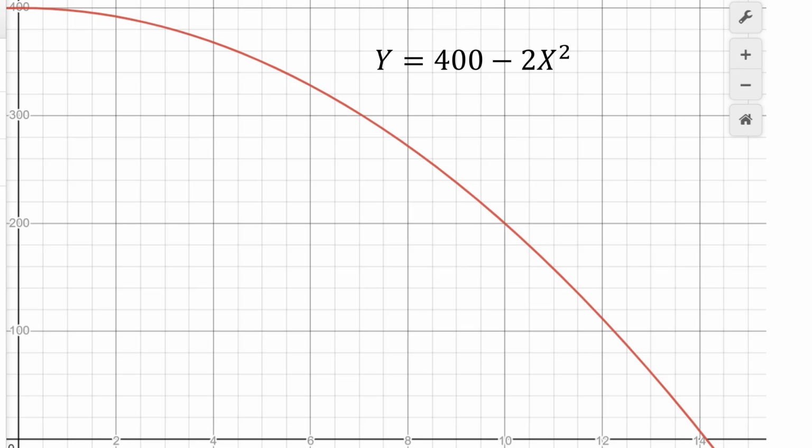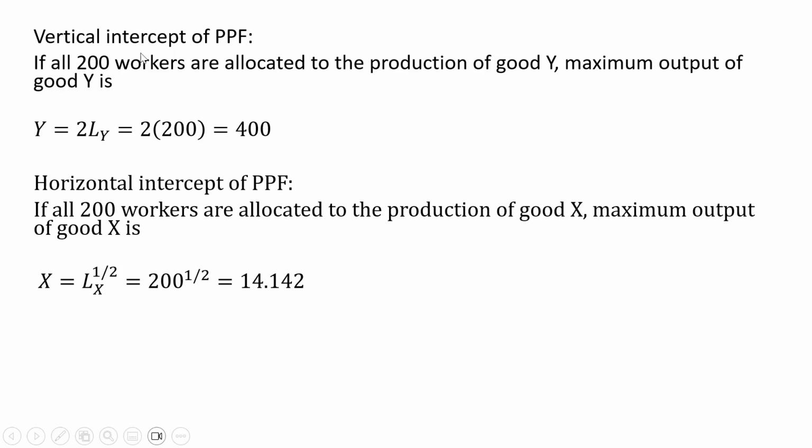Here's a graph of it. We have a vertical intercept of this PPF curve at 400 and a horizontal intercept here slightly greater than 14. Notice here that the vertical intercept of the production possibilities frontier could be found as follows. If all 200 workers are allocated to the production of good Y, the maximum output of good Y is, just evaluating the production function of good Y at 200, we get 400 units of good Y.